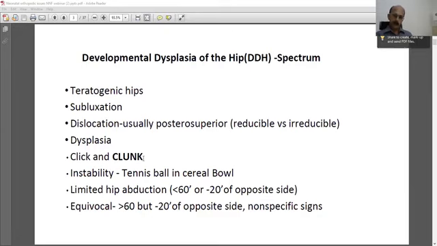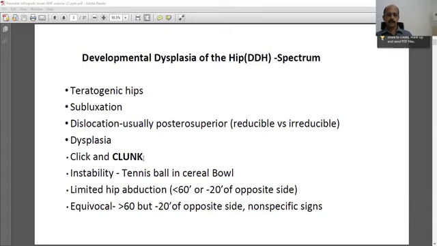Coming to the further terminology, limited hip abduction is a very important term for definition purposes. It's not a vague thing, it's very specific: when a 90-degree flexed hip is abducted, the abduction is not more than 60 degrees on the affected side. Limited hip abduction also means that the difference from the contralateral side is large. If the contralateral side has an abduction of 70 or 80 and this one has minus 20 of that, then that's also termed limited hip abduction.